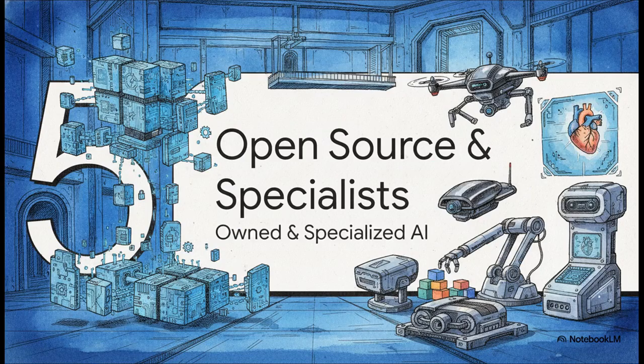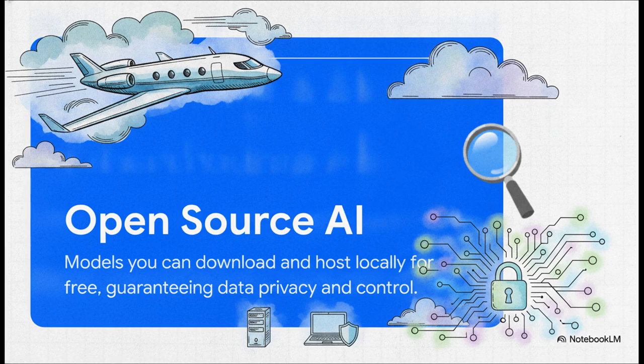Finally, Section 5, Open Source and Specialists, our owned aircraft and those search and rescue helis. Okay, open source models like Kimi 2.5 basically act as your privately owned aircraft. Now, Kimi actually boasts the heavy-hitting capabilities of a flagship model. But because it's completely open source, you can literally download it and run it locally on your own computer.